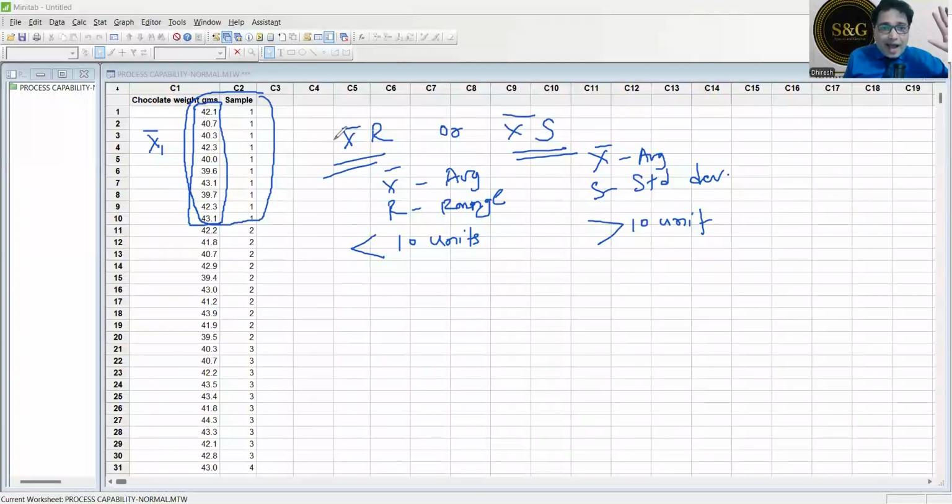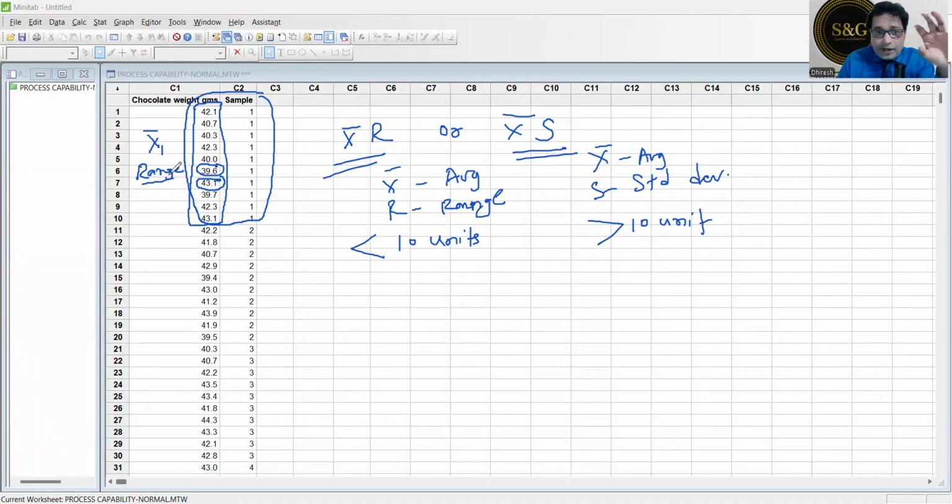Okay. Now what is R? R is called range. What is range? Maximum value minus minimum value. So it will calculate what is the maximum value here. For example, let's say here is 43.1, I believe, right? Yes, 43.1 is the maximum value here. And what is the minimum value? I think 36.9. So maximum value minus minimum value is called the range.